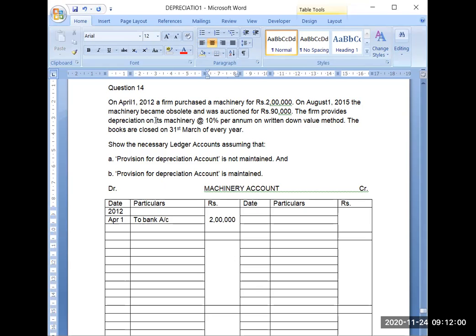Now we have to check that in the financial year 2012-13, is there any more transaction regarding machinery account? So now the next transaction is given on August 1, 2015. So it means there is no other transaction in 2012-13. That's why we will complete this account. We will charge the depreciation. So 2013 March 31 by depreciation account.